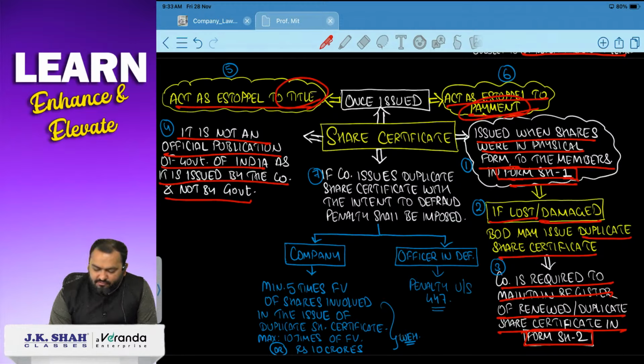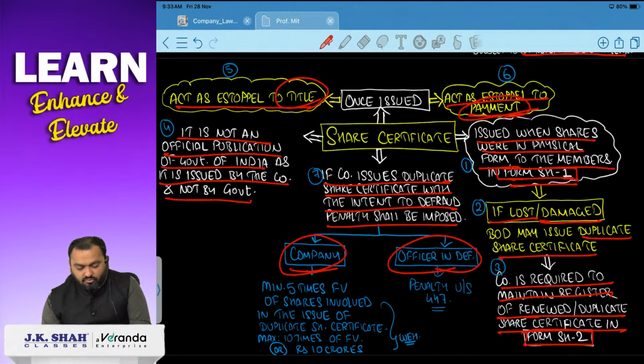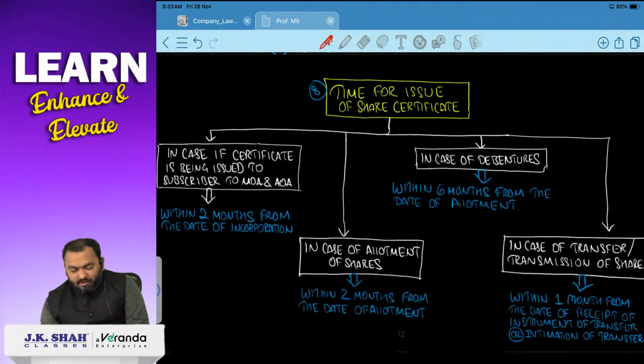Easy? 6 points? Okay. Seventh point is, if company issues duplicate share certificate with the intention to defraud the investor, there is a penalty, right? Penalty on the company as well. That is okay. So total there are how many points? 7 points on this.